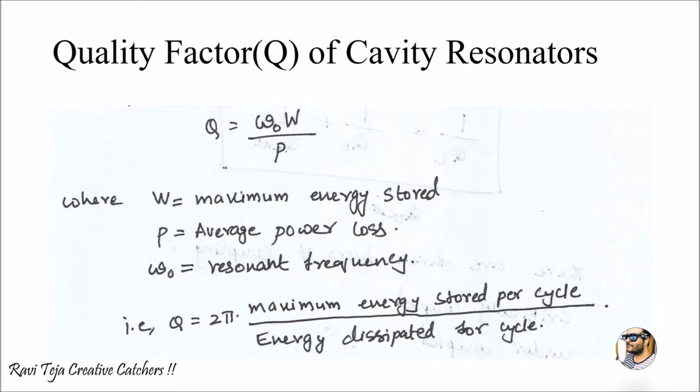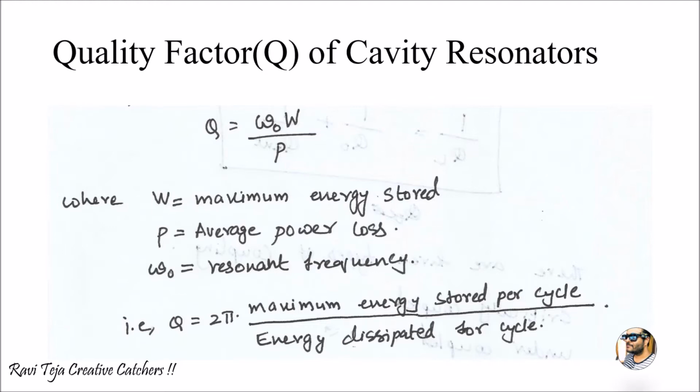In today's class, we are going to learn about quality factor Q of a cavity resonator. The quality factor Q of a cavity resonator is given by Q equal to omega naught W by P, where omega naught is the resonant frequency, W is the maximum energy stored, and P is the average power loss. So, if we want to know about these three parameters, maximum energy stored, average power loss, and the resonant frequency, we need to know how a cavity resonator works first.